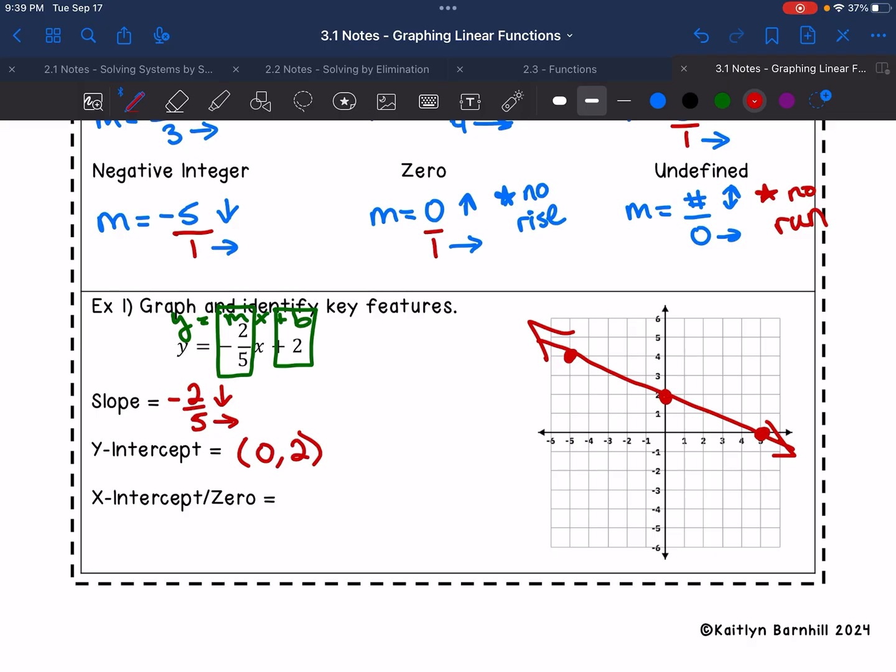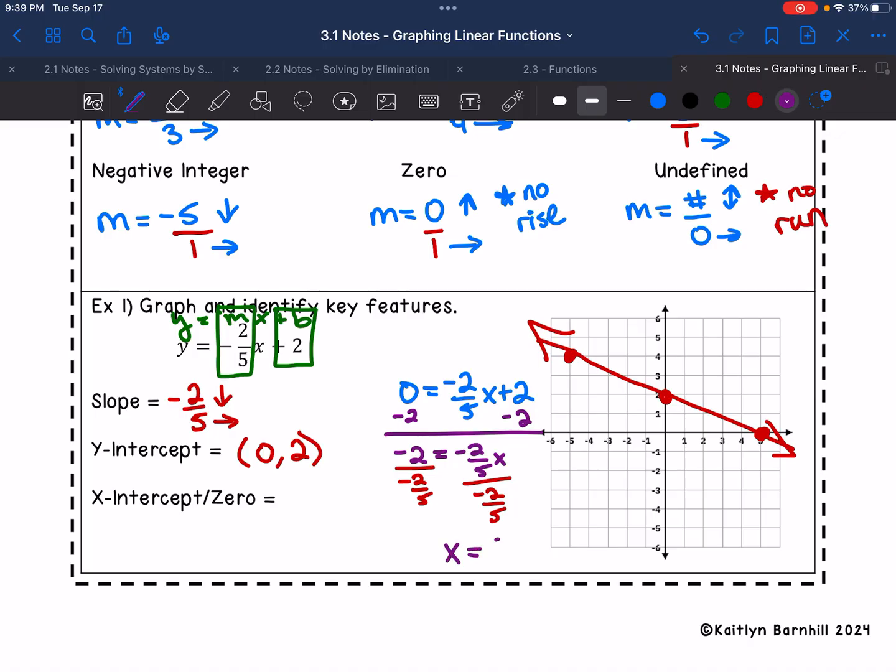The last thing we need is our x-intercept, or our 0. Okay, those mean the same thing. Remember, to do this, I'm going to replace my y with 0. So 0 equals negative 2/5 x plus 2. So I'm going to get x by itself. So I'm subtracting 2 from each side. So this gives me negative 2 equals negative 2/5 x. And then using the help of my calculator, I can divide by negative 2/5.